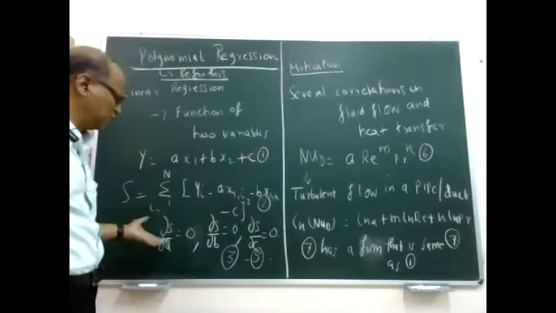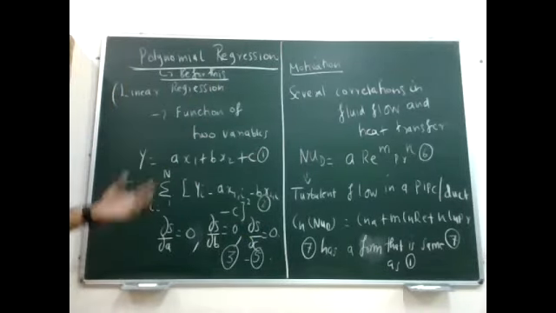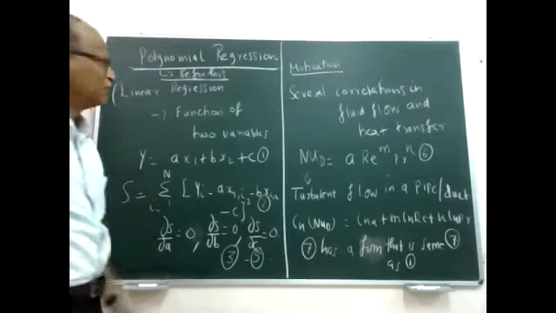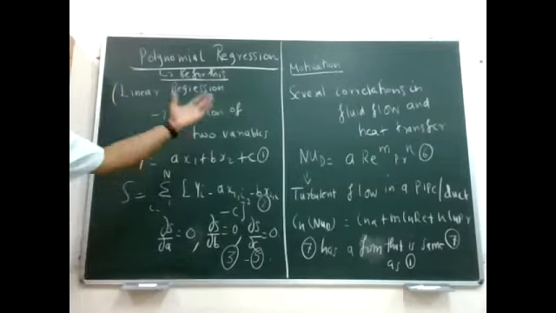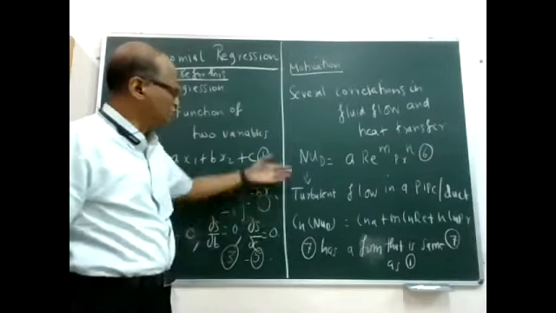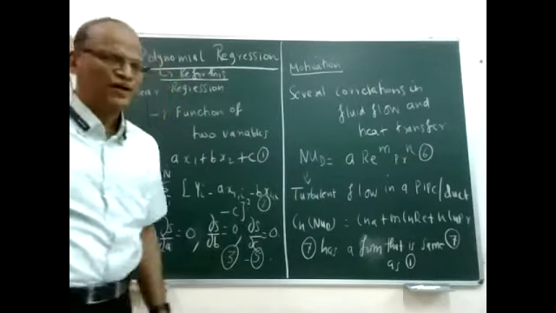Then you just take dou S by dou a equal to 0, dou S by dou b equal to 0, dou S by dou c equal to 0. Solve for three unknowns. So I've set up 3 equations, equation 1, 2 to 3, and by solving them you can find out a, b, c.